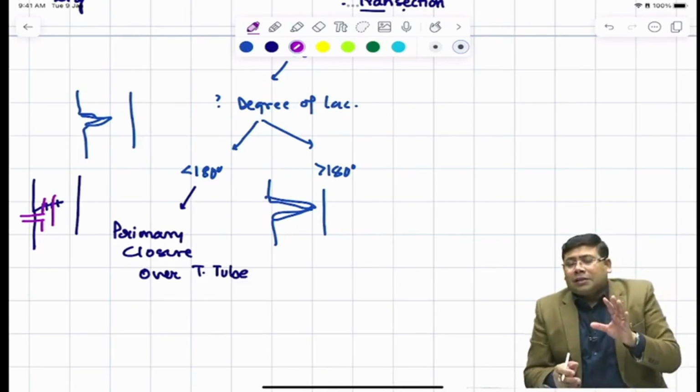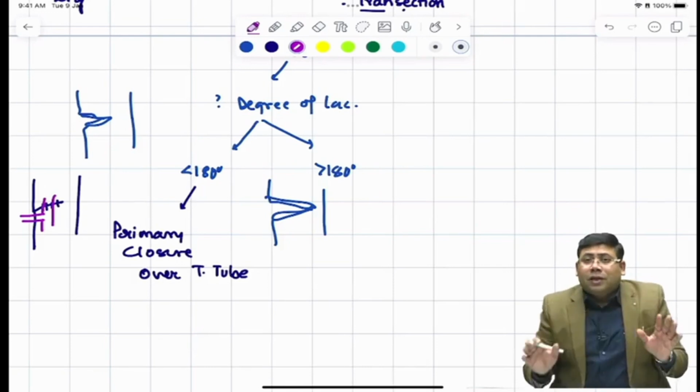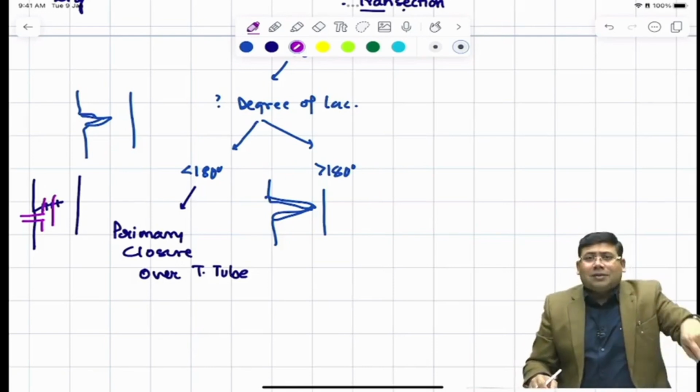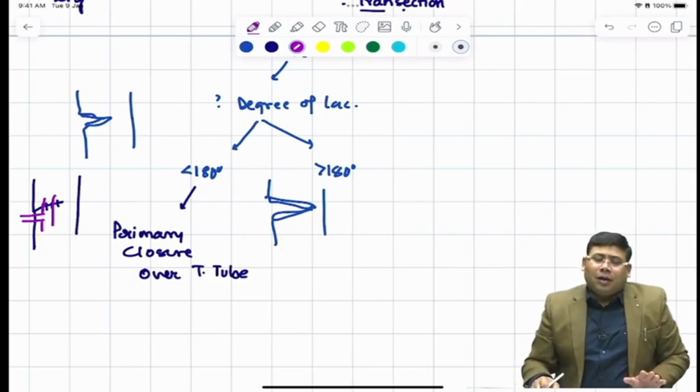I don't think anyone has those, you can say, balls of steel that he can attempt to repair an injured CBD without putting a what? Drain. You can put a stent, that is okay.